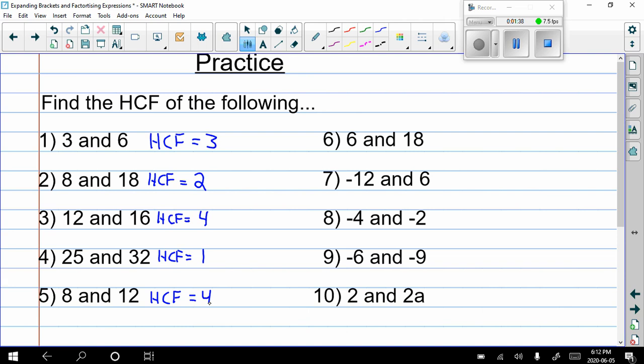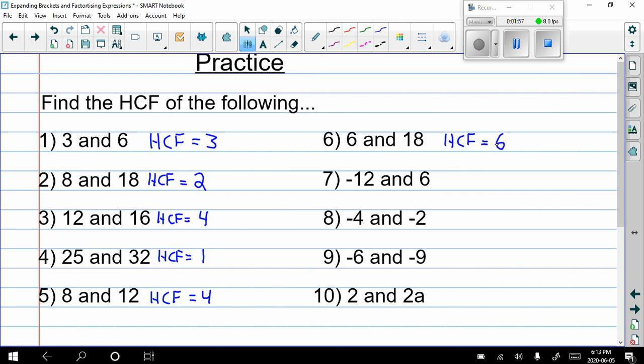On question 6, our highest common factor of 6 and 18, well, that is 6 itself, because anytime you can multiply one of the numbers by something to find the other, then we know that that has to be its highest common factor. So that's kind of always a good place to start if you want to check something.